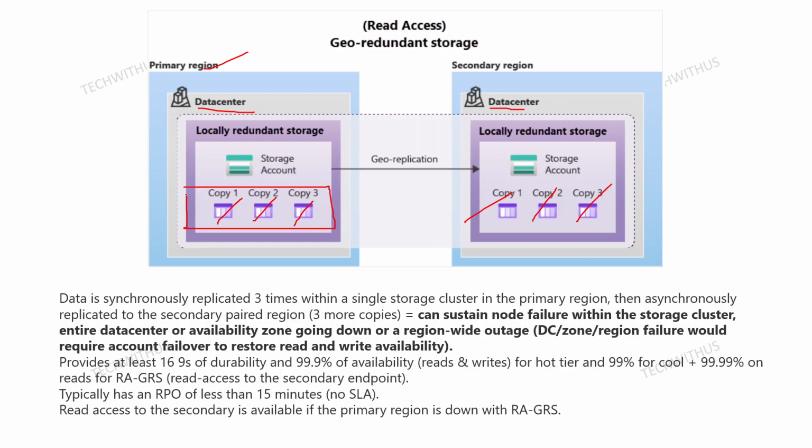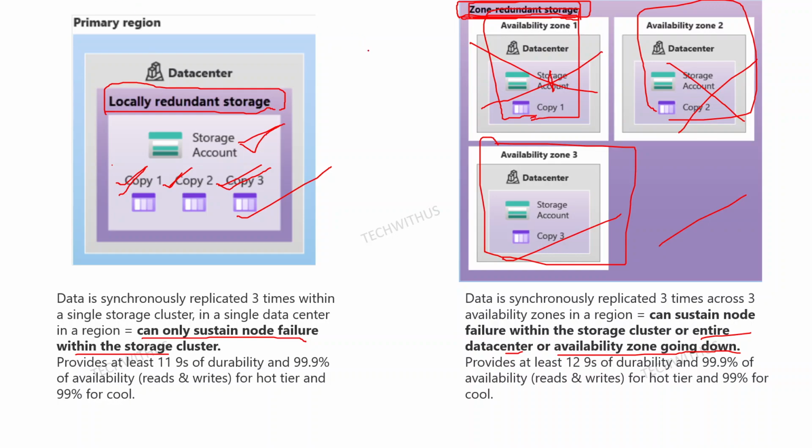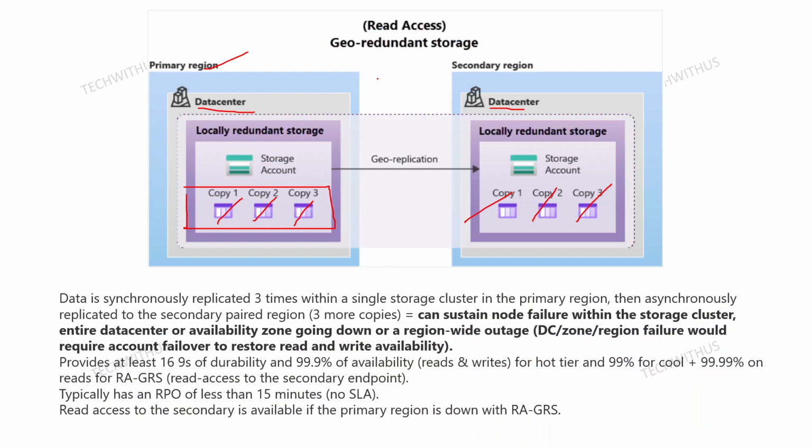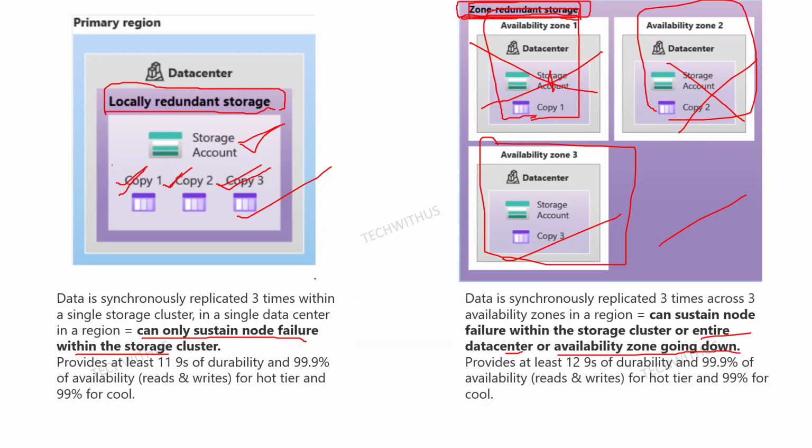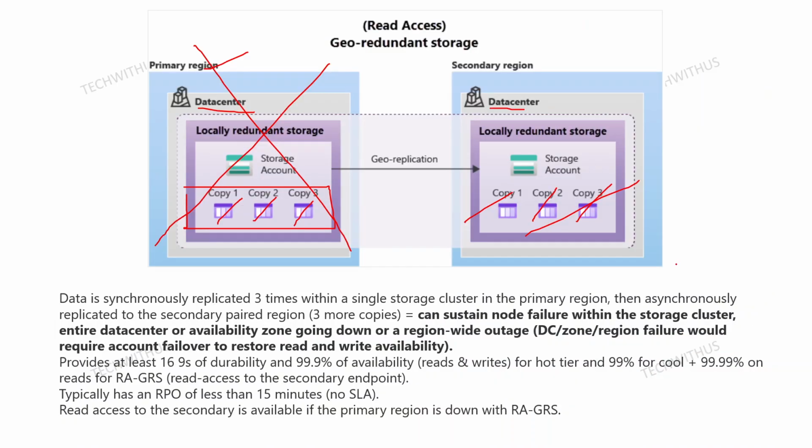Whereas in the other slide which we showed, LRS and ZRS have only three copies, here we will have 6 copies. If there is any failure in the primary region, your secondary region will come up. Suppose South India is completely down, or some network restriction is applied, then Central India will come up and your copies will be available. You also need to pay the charge accordingly. For LRS you will be charged less, and for GRS you will be charged somewhat more.